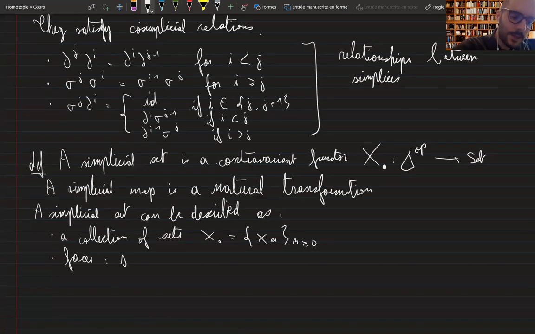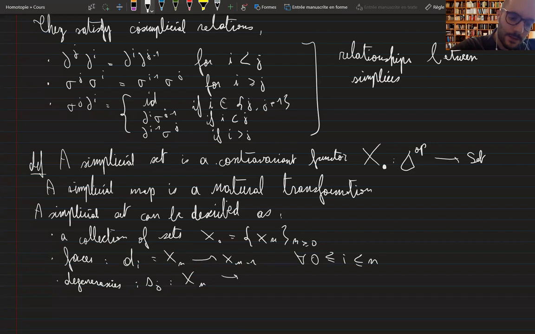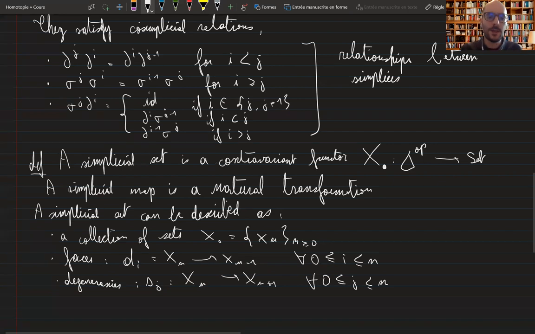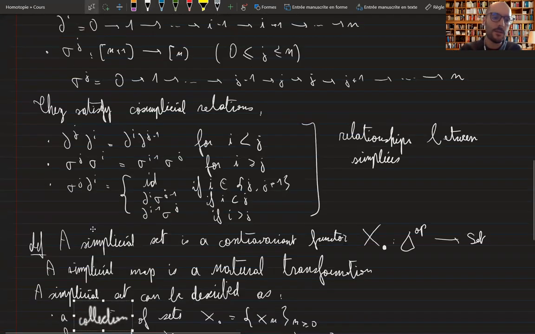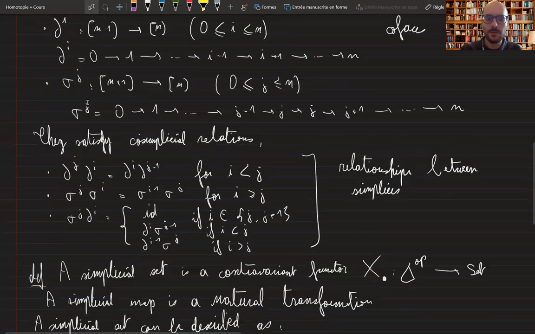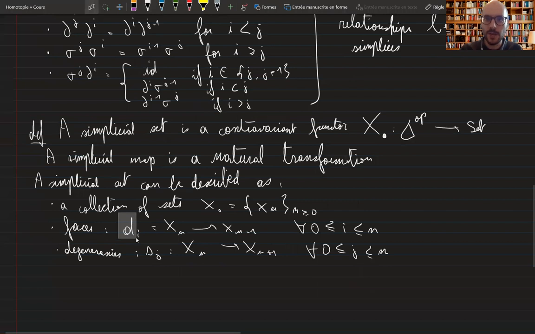Faces, so di go from Xn to Xn minus one for all zero less than i less than n. And degeneracies, so sj from Xn to Xn plus one for all zero. Right, so again, this is my notation. Co-faces, I will put this partial operator and I will put the i in exponent. And for the faces, I will put a Latin d with an i in the subscript. And similarly here, I will put sigma and s, right? Okay.